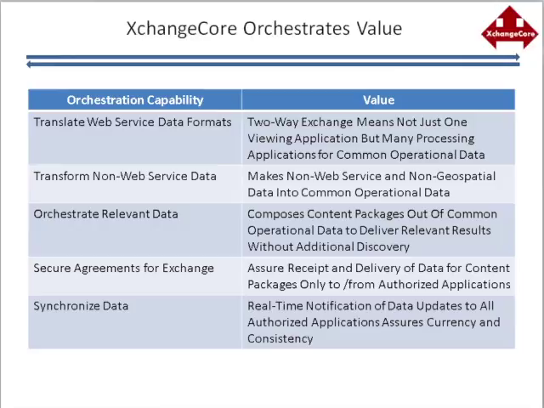By allowing a translation, I'm creating that common format, I'm able to move that data into not just a single viewing application, but many processing applications that can do more with that common operational data, process it and reshare it back to XchangeCore, thus allowing it to exchange that information with all of the other connected and approved applications. So that translation process is more than just being able to switch from English to German and back and forth, which is what the two-way exchange does.